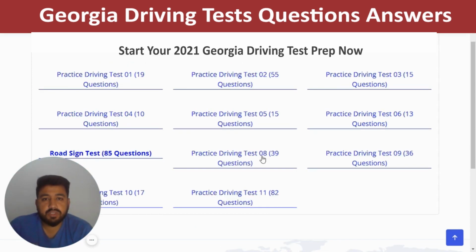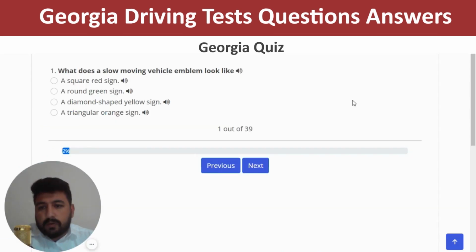So we are done with the quiz number 6, and now it's time to move to the next one, which is quiz number 7 actually, and it has 39 questions. So let's click on that. The first question is what does a slow moving vehicle emblem look like? So the right answer of this question is a triangular orange sign. So let's click on the last option.